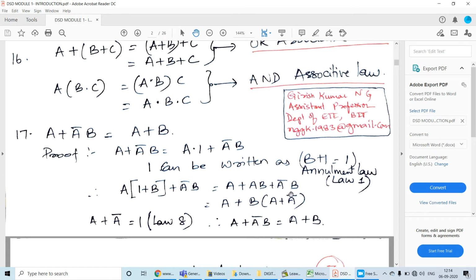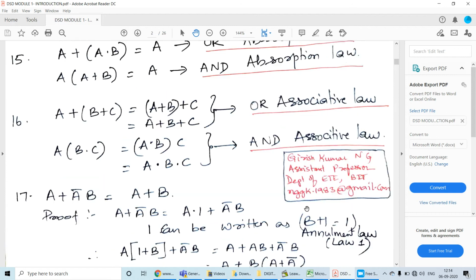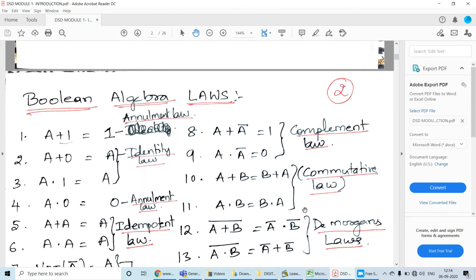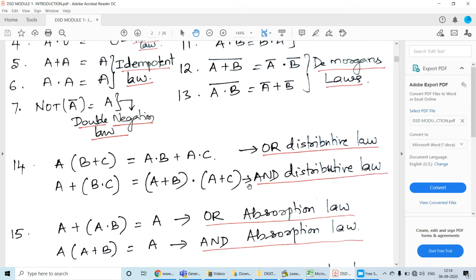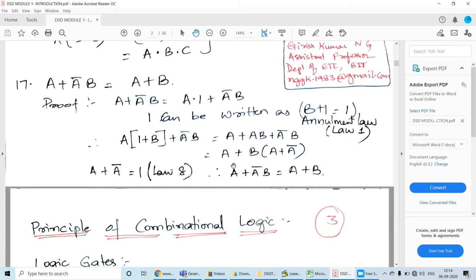Now in these two I will take B common. So it is A plus B into (A plus A bar). Now what is A plus A bar? If you go back and see, A plus A bar equals 1. Therefore (A plus B) multiplied by (A plus A bar) is A plus B into 1. Therefore I get A plus B here. Therefore A plus A bar B can be written as A plus B.